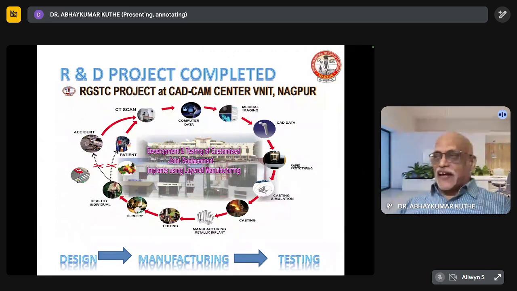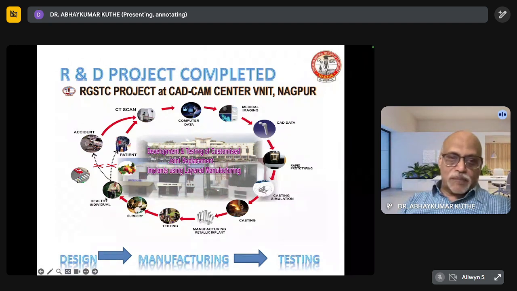That means I have shown you the figure of a standard implant. Now we have actually started working on a customized joint implant. So let me quickly tell you about this particular project. If you look at this particular project, it is like a cycle. We don't want that cycle to be completed. That means we don't want a healthy individual or the patient to meet with an accident.